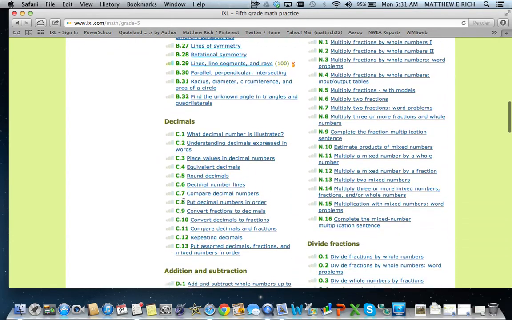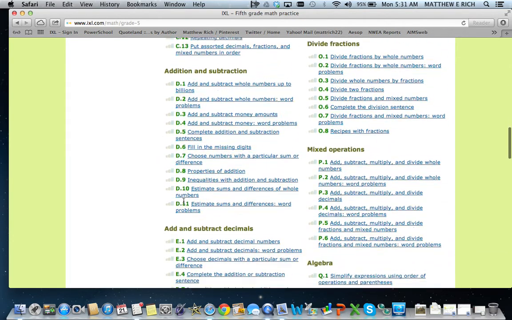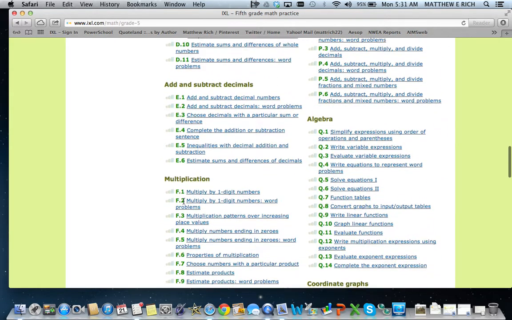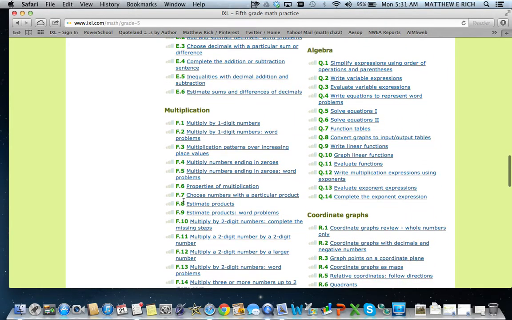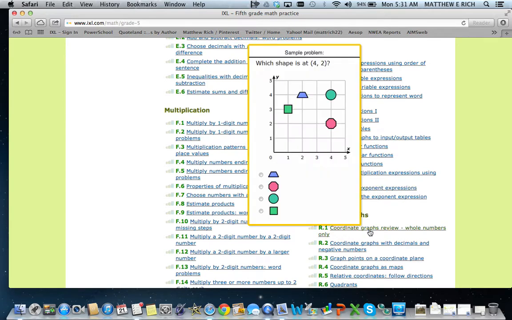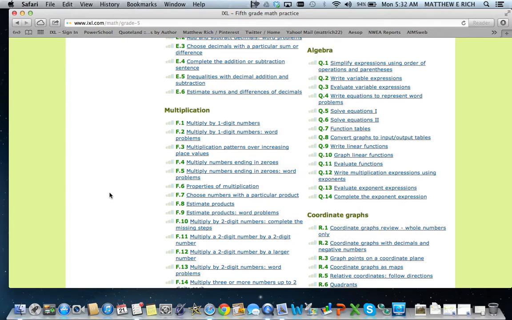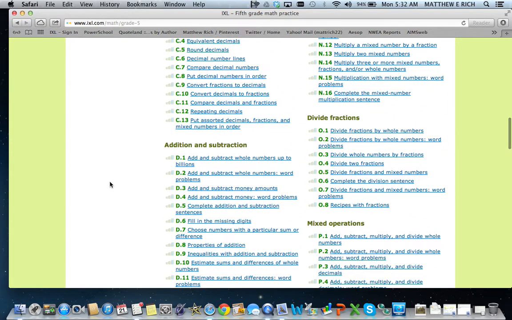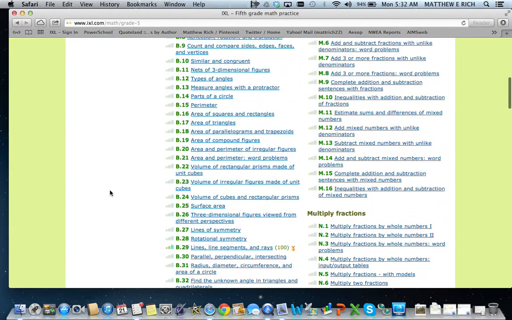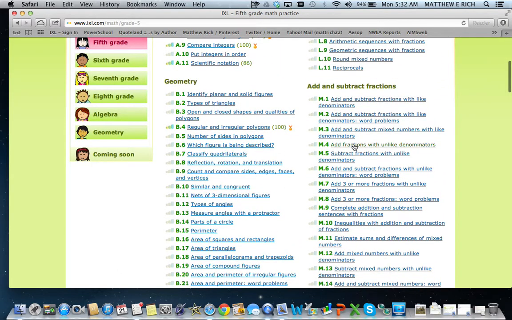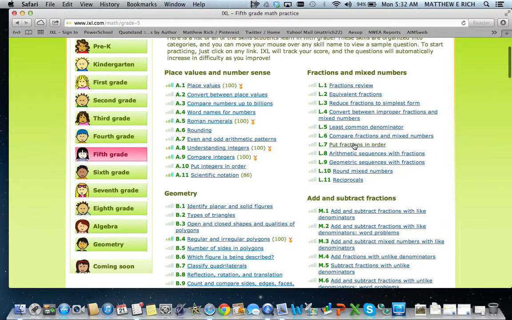A variety of skills are here that align with the Common Core and align with just what math practices children should be working on at a grade level. If you put your cursor over the title, it will show you sample problems from various areas that children will have to work on. The neat thing about IXL in comparison to other programs is it really does give children a variety of curricular areas. It's not just calculation that children will need to work with.